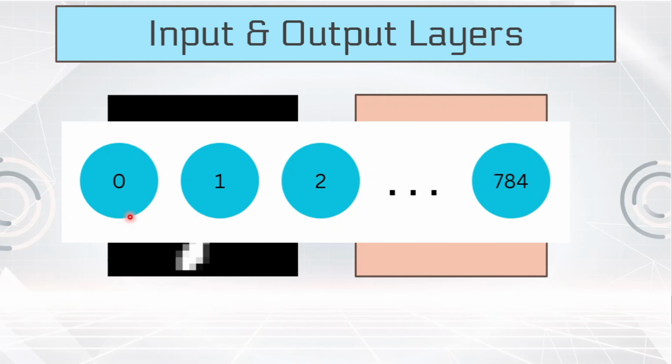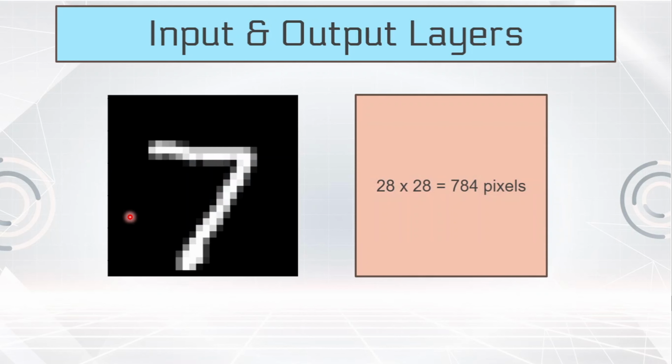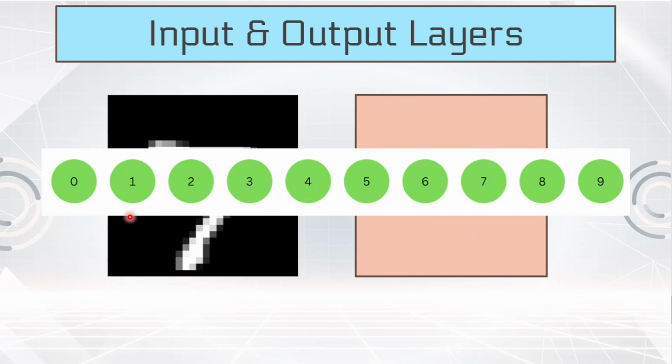Keep in mind that our task here is to find the correct digit. As you know, we have 10 different digits, so we need 10 neurons at the output layer. Every neuron will have the probability of the image belonging to a certain class. For example, if you have 0.8 at the 7th neuron, then it means that the image belongs to the 7th class with that probability.